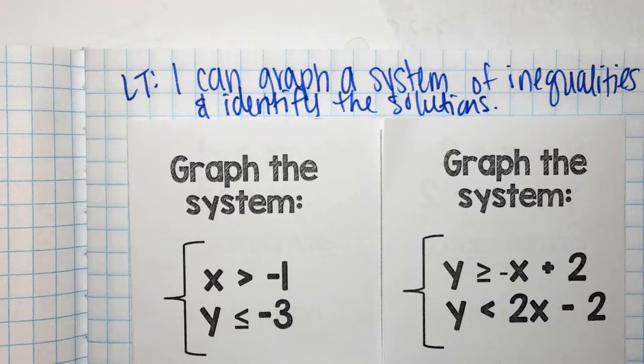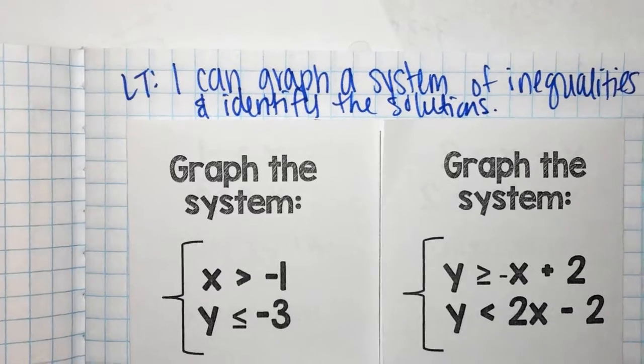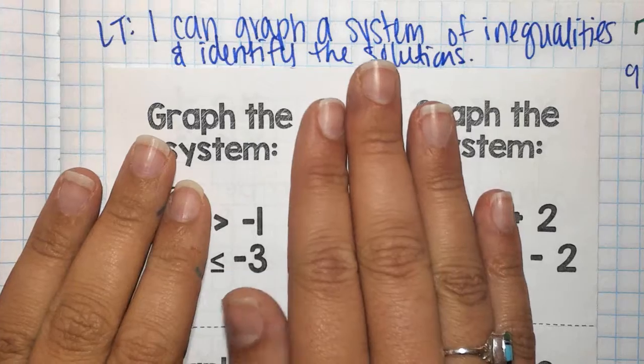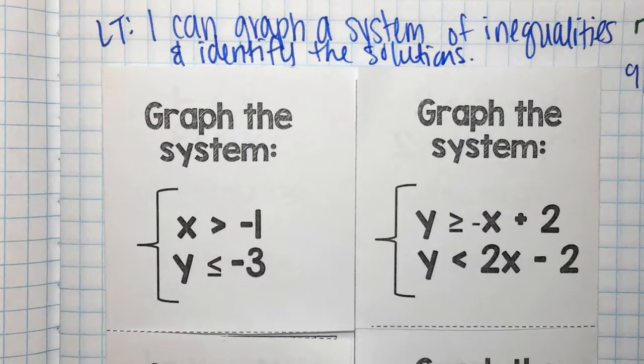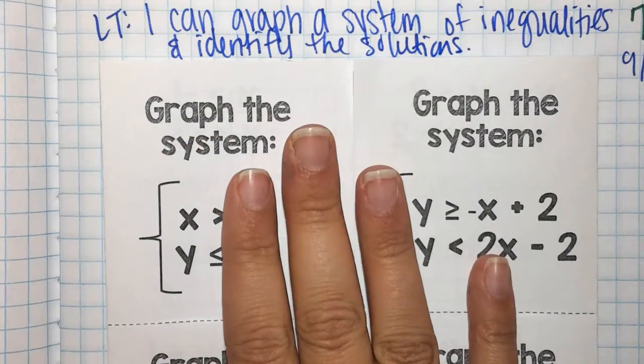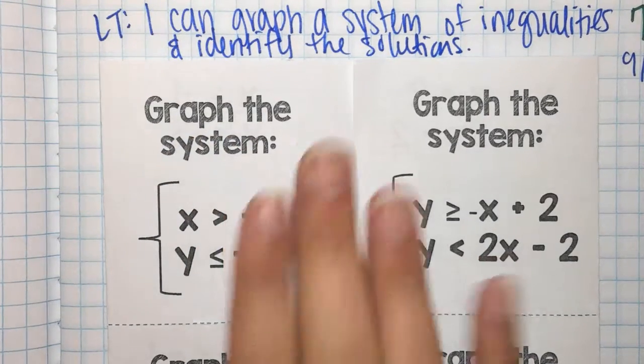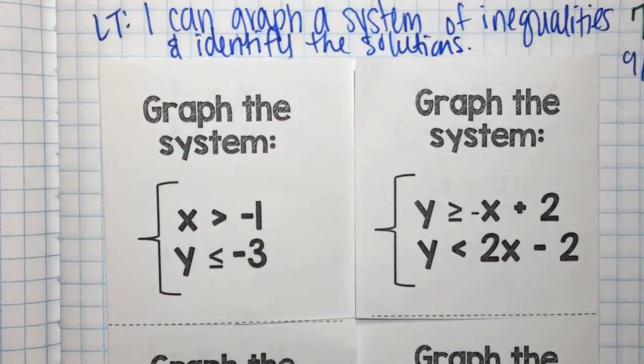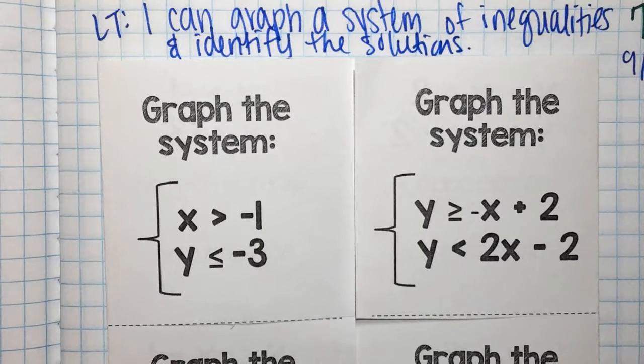Our learning target for today says I can graph a system of inequalities and identify the solutions. So we have learned 3 ways to solve a system of equations. We have graphed, we have substituted, and we have eliminated. When it's inequalities, you have to graph it. The difference between an inequality and an equation is the inequality sign. Does everybody remember that from last year?